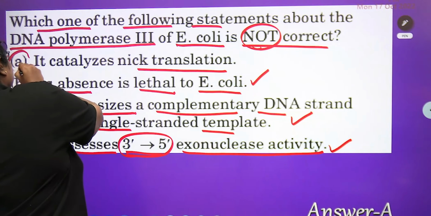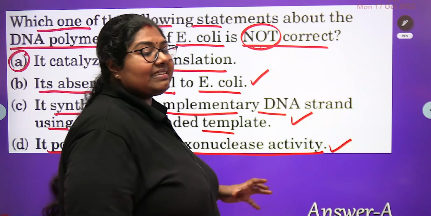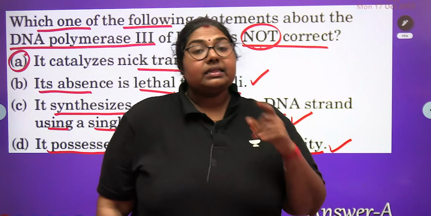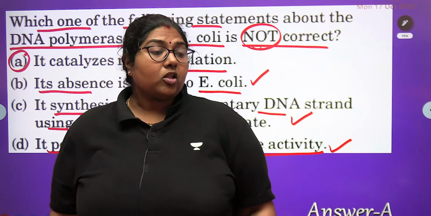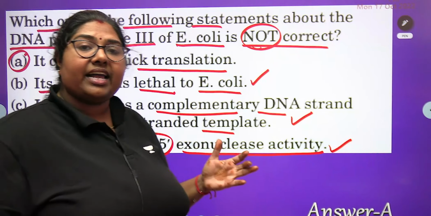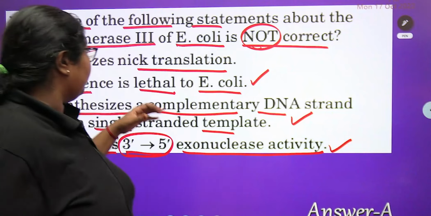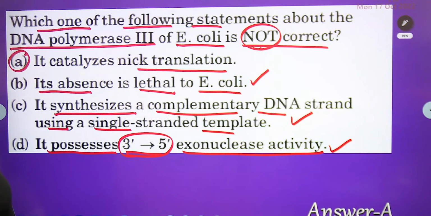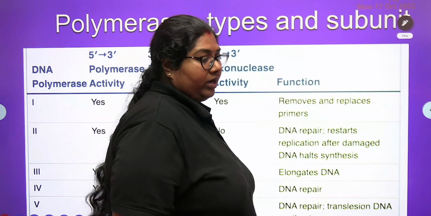So the only incorrect statement is option A, which states that it catalyzes the Nick translation. That is going to be the incorrect option. Who is going to catalyze the Nick translation? Nick translation is like your type 1, or DNA polymerase 1. Okay, so let us see what kind of activity, which subunits, it is going to use.